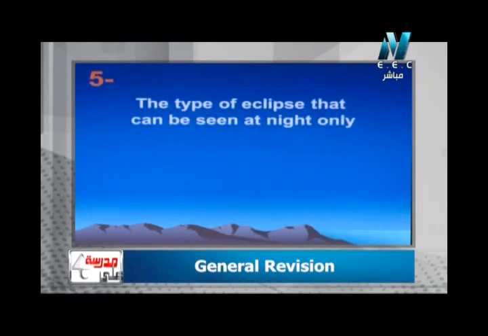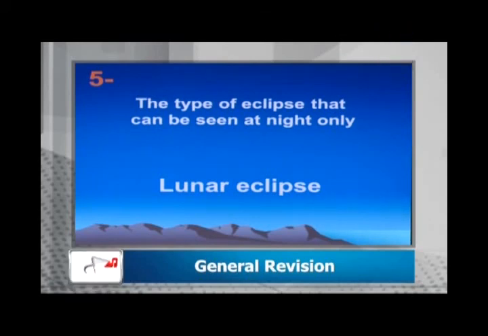Another question. The type of eclipse that can be seen at night only. Which type of eclipse can we see at night only? Surely it will be the lunar eclipse, because we cannot see the sun at night. Again, the type of eclipse that can be seen at night only is the lunar eclipse.